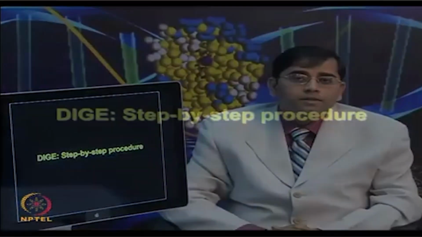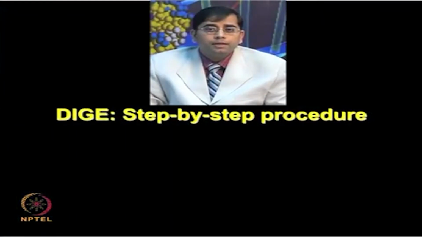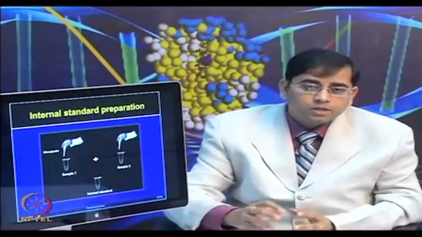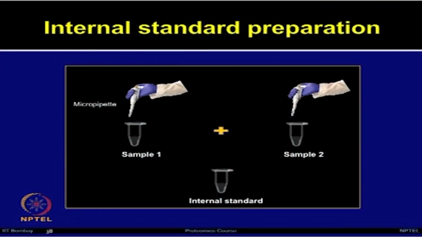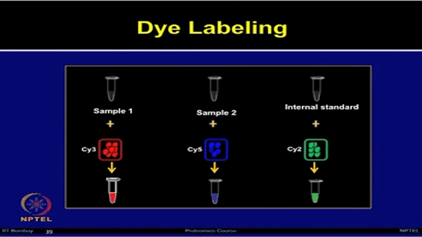So, now we have talked about the DIGE principle, how to label the samples with different Cy dyes, why there is a need for making the internal standard, and how to label the internal standard with the Cy2 dye. So, let us go to the step by step procedure of the DIGE method. The very first thing is you have extracted your protein samples and you need to make the internal standards. Now, your control sample, treatment sample and internal standards should be labeled with different cyanine dyes.